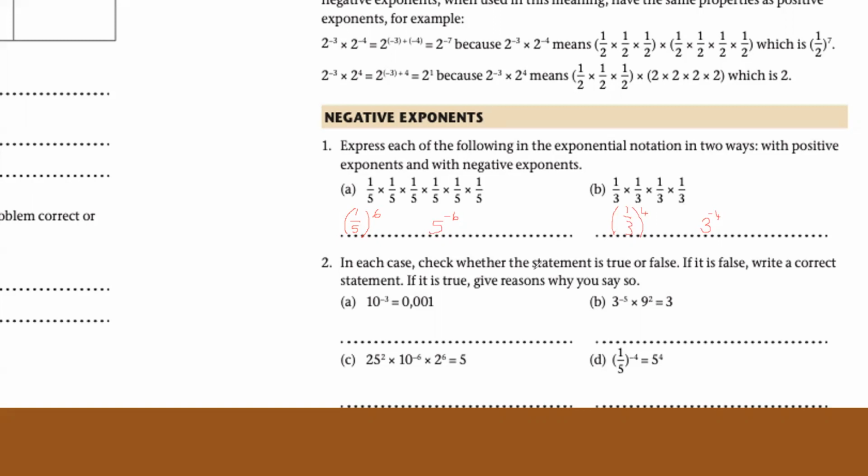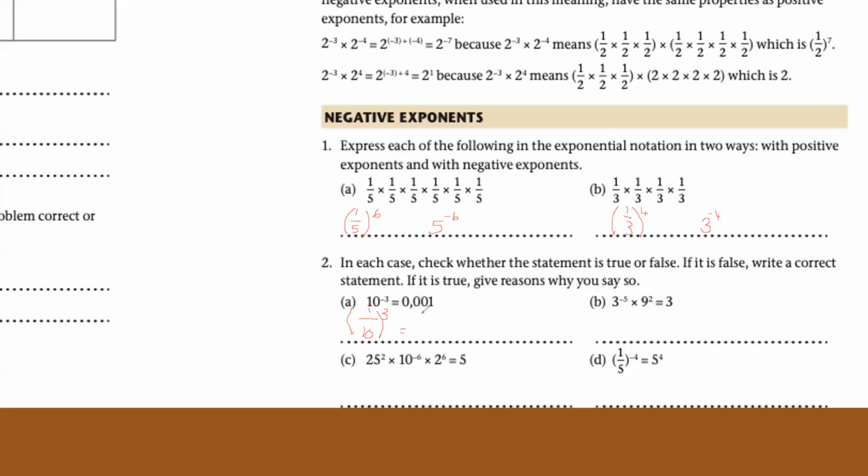Alright, for the next one. In each case, check whether the statement is true or false. If it is false, write a correct statement. If it is true, give reasons why you say so. How we're going to do this, we're first going to work out the one side and see if it gives you the right hand side. So for the first one, if we make it a positive exponent, it means this.